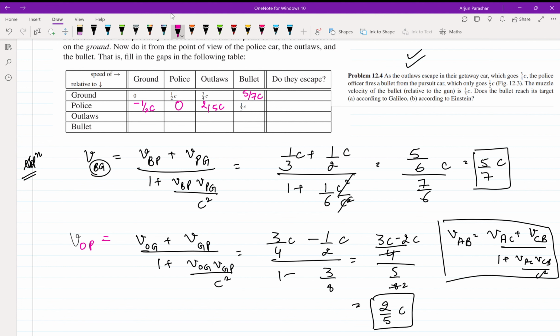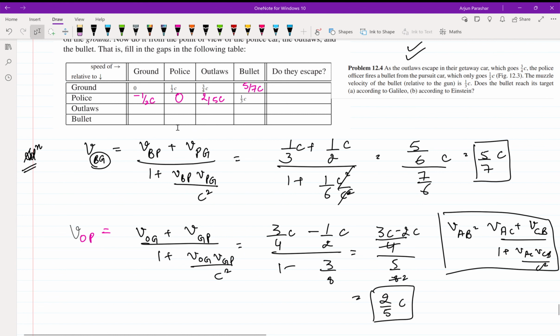And the question is again he's asking, do they escape in this case first of all? So in this case, do they escape means if the bullet reaches the outlaws at the time when they were traveling in their car. So let us calculate. So the outlaws were traveling at 3 by 4 c, and the bullet goes at 5 by 7 c with respect to the ground, and this is also with respect to the ground.